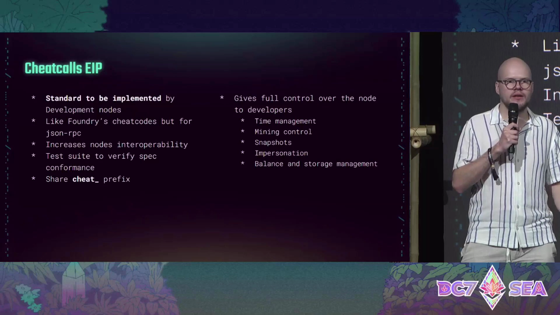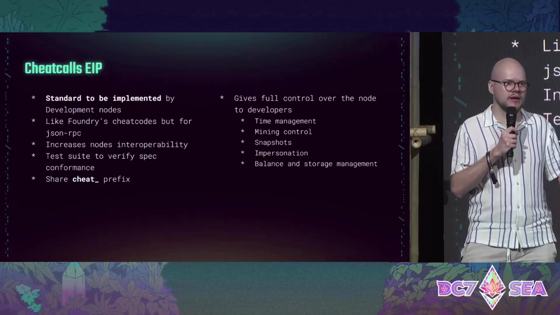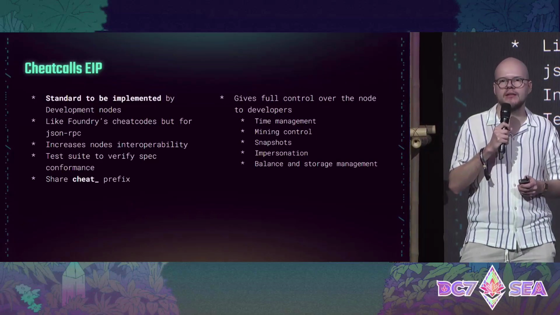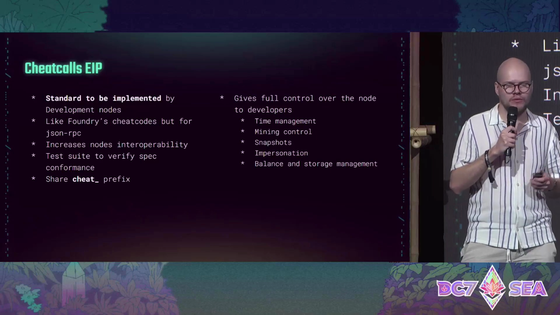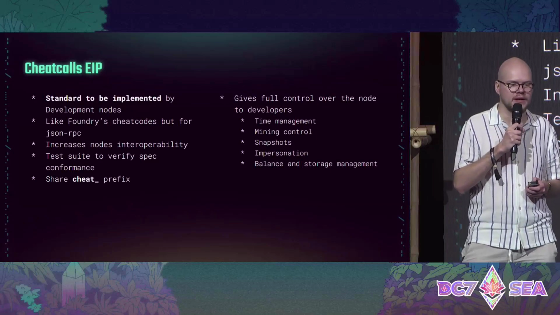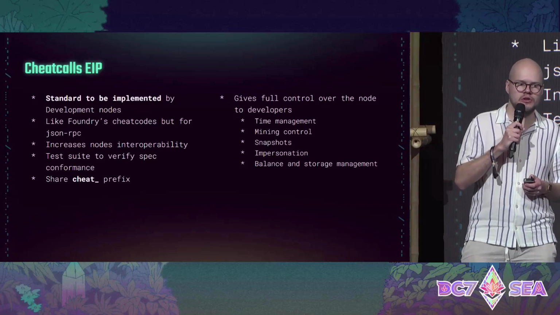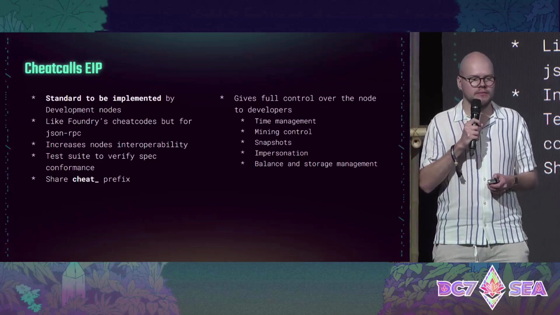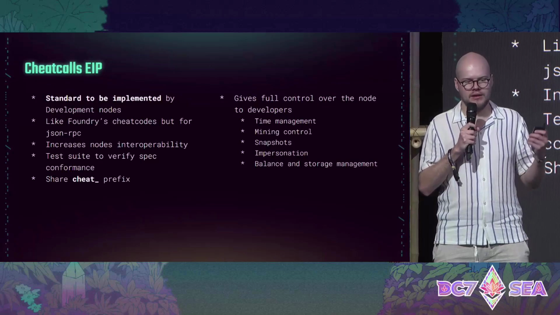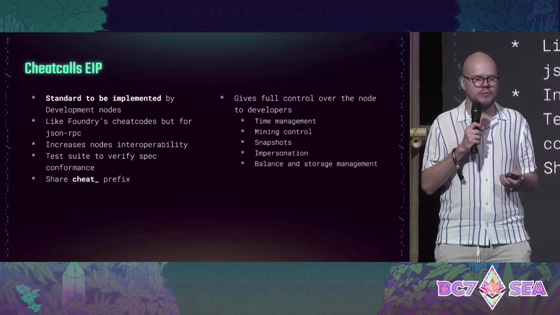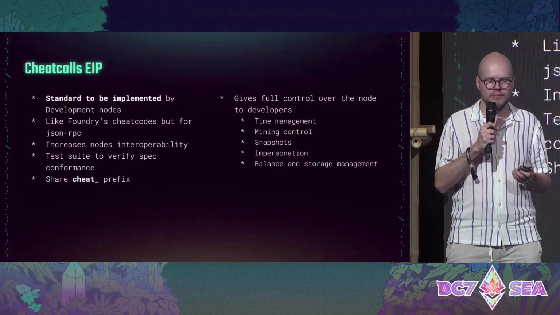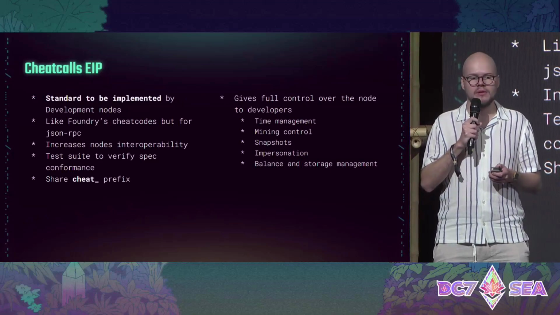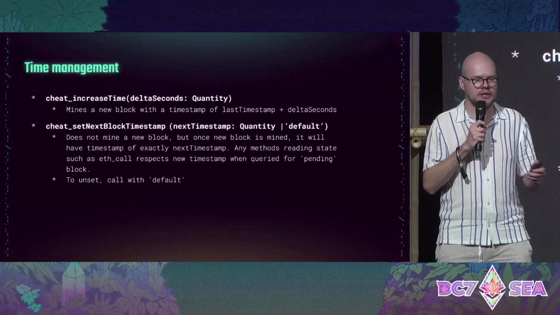The Cheatcalls EIP is of course a list of cheat codes that we want these nodes to implement, but it's also a testing suite to verify conformance to this spec. All of these cheat codes share a common prefix called cheat underscore. And just to give you a little bit of taste, they touch things like time management, mining control, snapshots, impersonation, balance and storage management, and some other areas. So now let me walk you through some of the cheat codes.